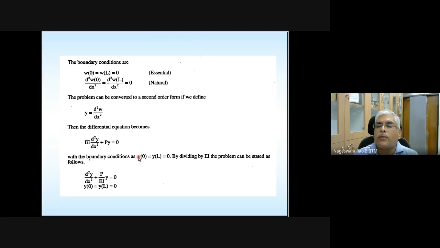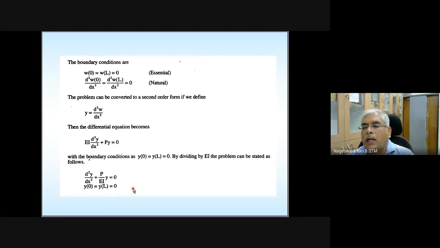It is enough if I have two boundary conditions to solve this. How do I get the two boundary conditions? This differential equation is in terms of y. So when I solve this differential equation, I am going to solve for y, and so the boundary conditions also should be in terms of y. With this substitution, you can see the curvature boundary conditions are nothing but y evaluated at x equal to 0 and y evaluated at x equal to L. So that is how I get the two boundary conditions.